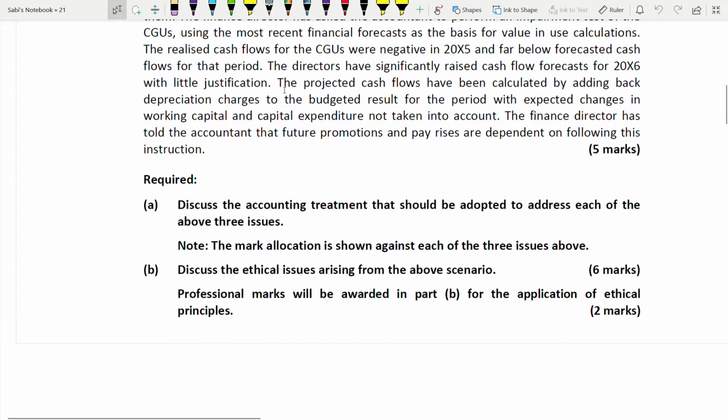Requirement A, discuss the accounting treatment. It's mostly only accounting treatment that should be adopted to address each of the above 3 issues. There are 3 issues and 3 different standards to deal with 3 accounting issues. Marks are given against the 3 issues. B, discuss the ethical issues arising from the above scenario. The same scenario, but you have to discuss the ethical issues.